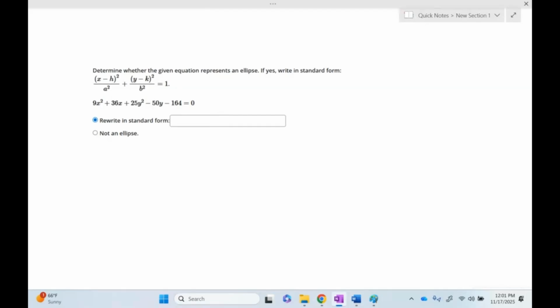Now, here's just the short explanation on this. If you can write it in this form, then it's considered to be an ellipse. If you can put it in this form, either centered at the origin or centered elsewhere. So what we have to do is take this five-term trinomial, complete the square, and write it in this form.